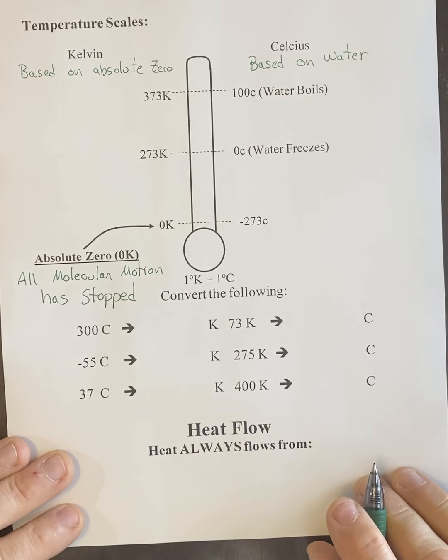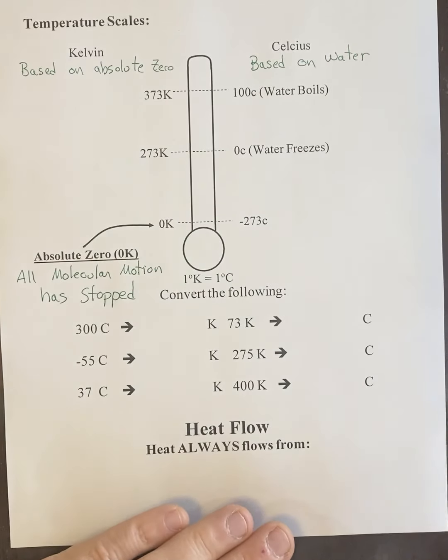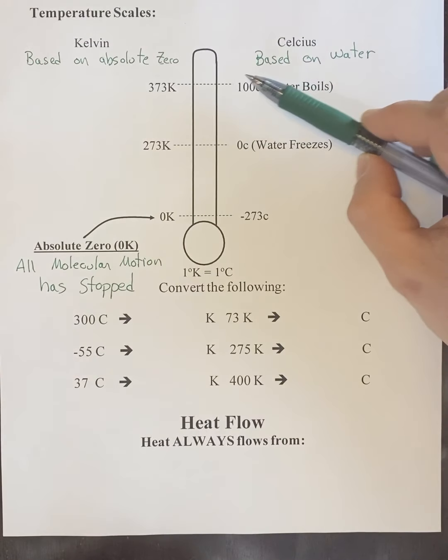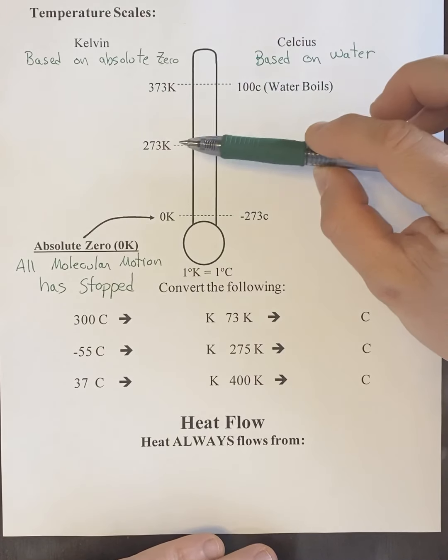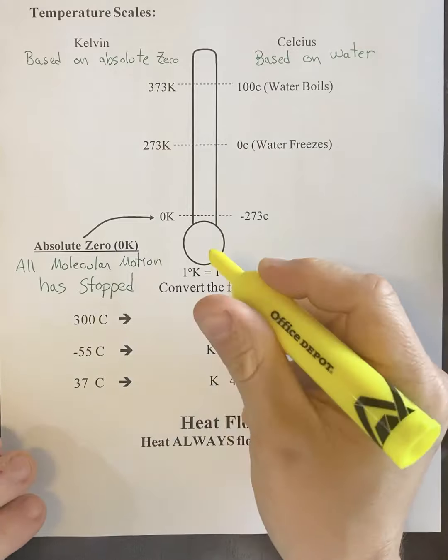So all molecular motion has stopped. You cannot get colder than that because molecules can't move slower than not moving at all. He then, the nice thing that he did, and it's convenient for us, is he made the size of a Kelvin the same size as a Celsius unit. Okay, so think of it like that.